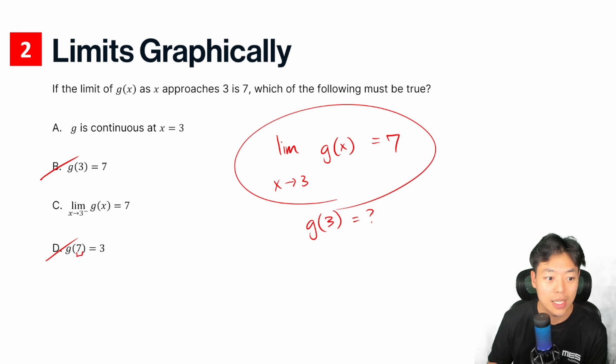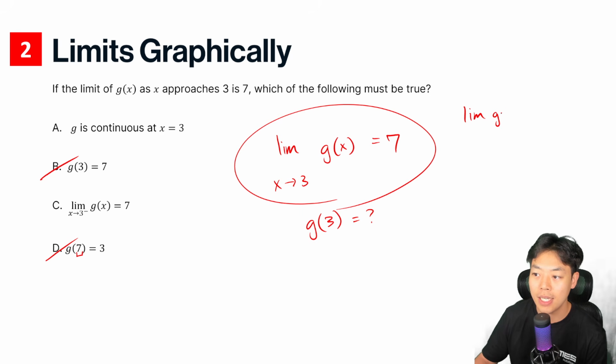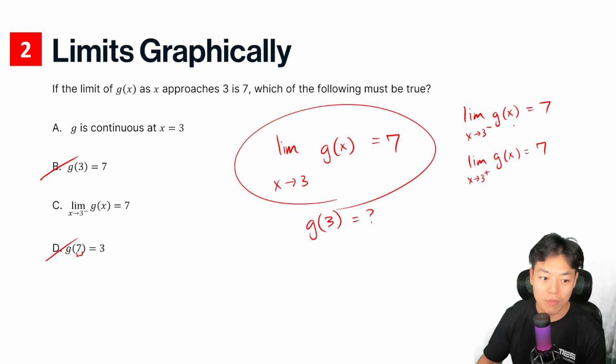This, we don't know anything about x equals 7 here, y'all. Just no clue. However, if we know that the limit of g of x as x approaches 3 from either side is equal to 7, then both of these must be true. Whether we approach x from the left or the right, both of these must be true. Boom. C is your answer.